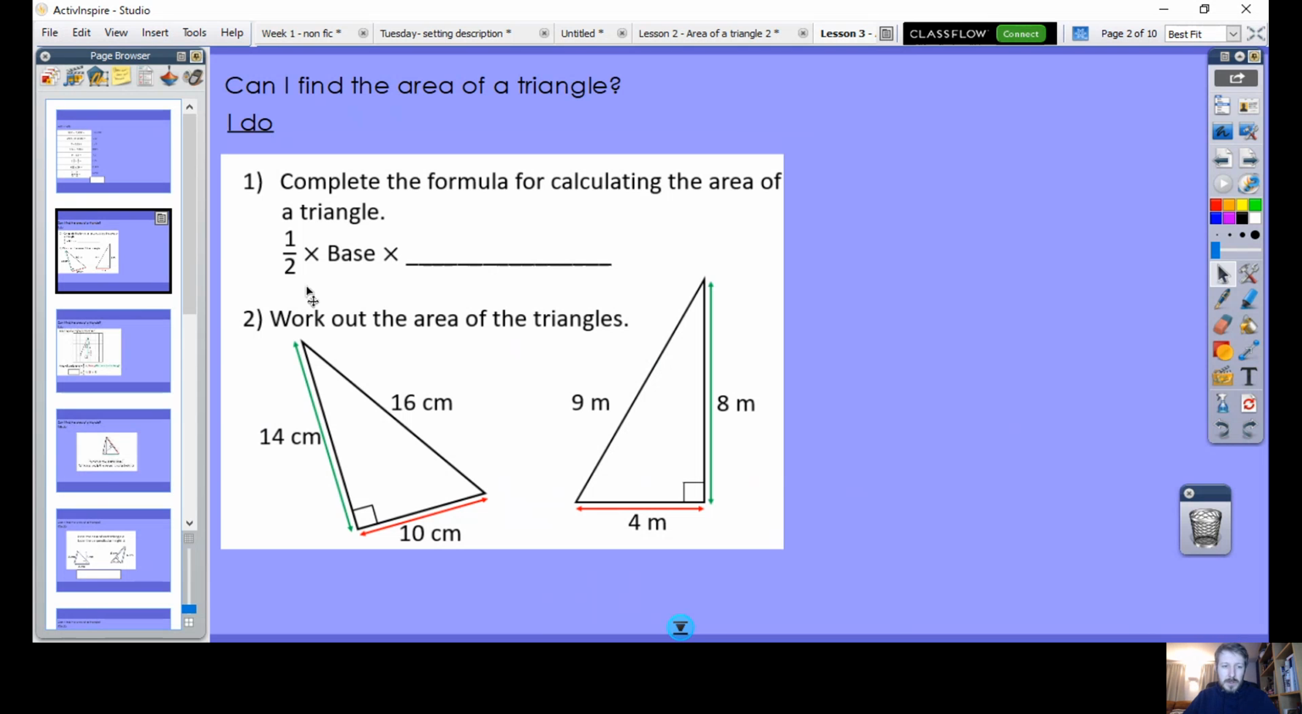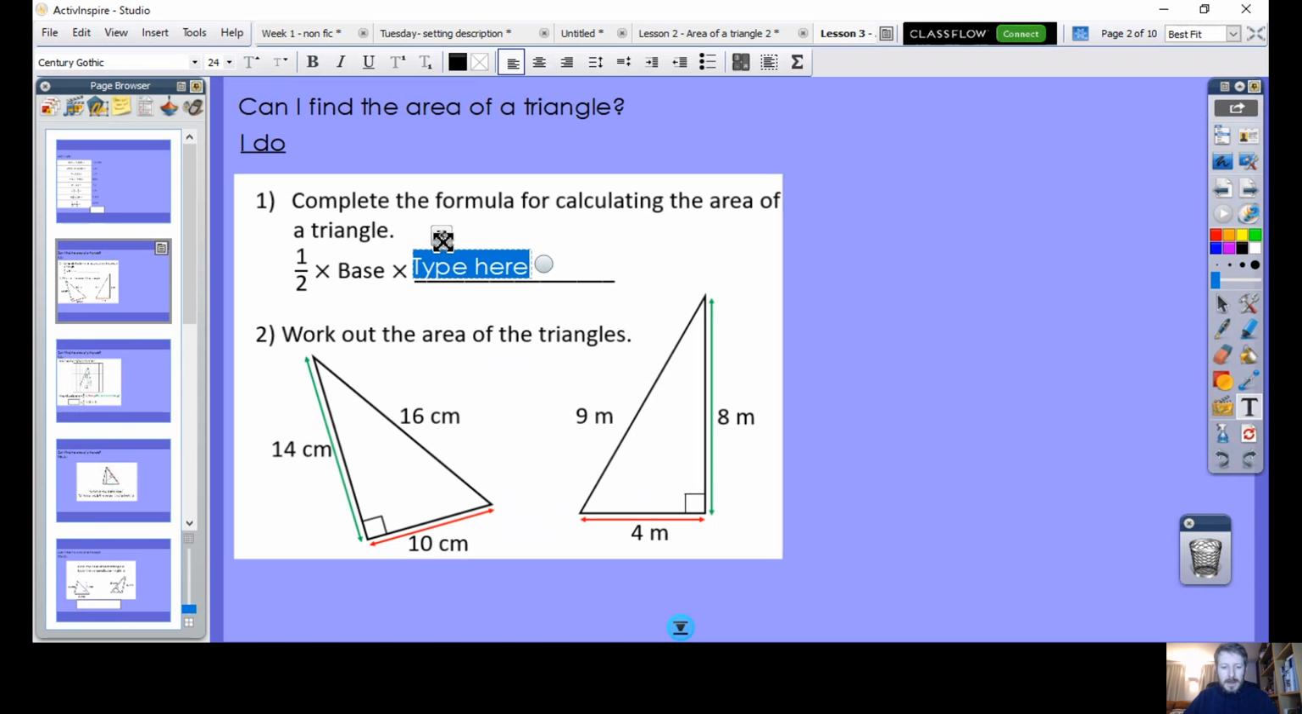And the calculation was to do a half times the base, because if you remember, what do we do with that rectangle to find the area of the triangle? We halved it. So we're going to do a half times the base times what? Pause the video and see if you can remember what it was you multiplied by here. Okay, so it was multiplied by the perpendicular height.